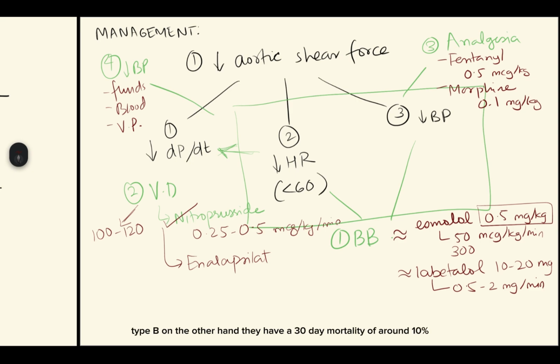Type B, on the other hand, they have a 30-day mortality of around 10%. But if they develop any ischemic complications, any malperfusion syndromes, any contained rupture, then that mortality goes up from 10 to 20% by day 2 and 25% by day 30.